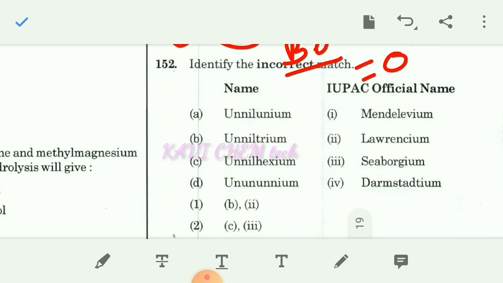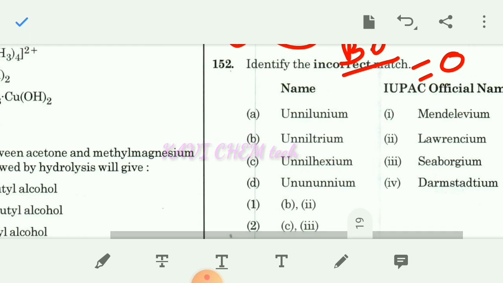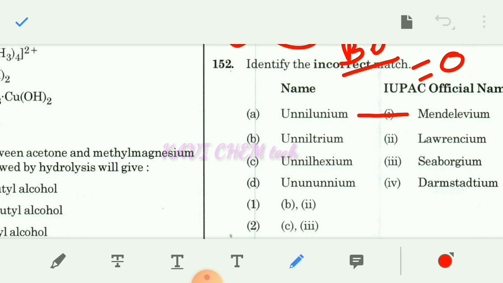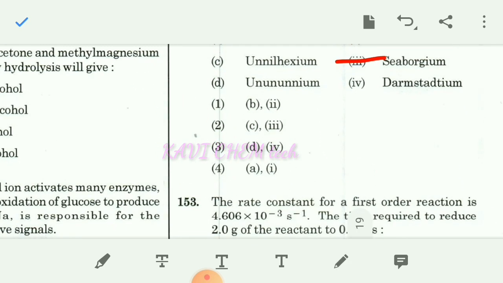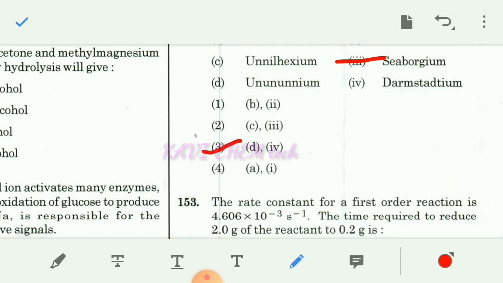Identify the incorrect match. Okay, first one, unnilunium. It is mendelevium. It is correctly matched. Second one, unniltrium, also lawrencium, is correctly matched. Unnilhexium, seaborgium, correctly matched. Unnilunium, okay, it is not darmstadtium, it is roentgenium. Okay, so according to that, option D only is wrongly matched. So option 3 is the correct answer.